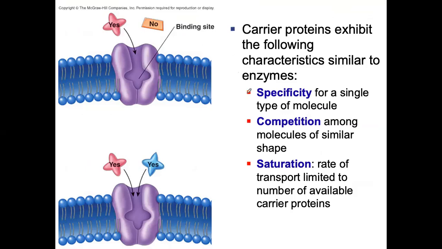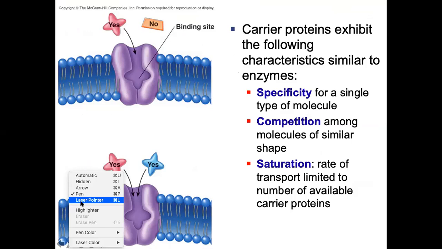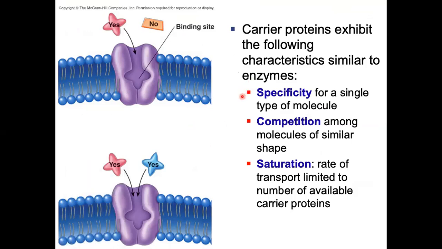So the carrier protein is designed to bind one molecule, right? If you look at the top one, that binds an amino acid, it's not going to bind fructose. But if you have similar amino acids, they're going to compete for that binding site. And so carrier proteins display competition between or amongst molecules of similar shape.